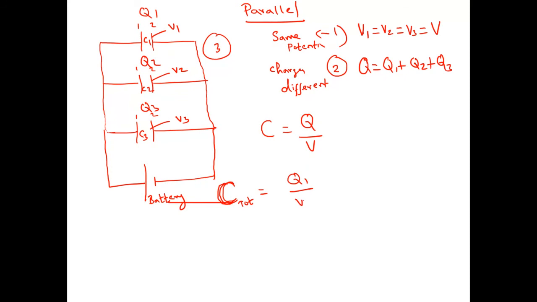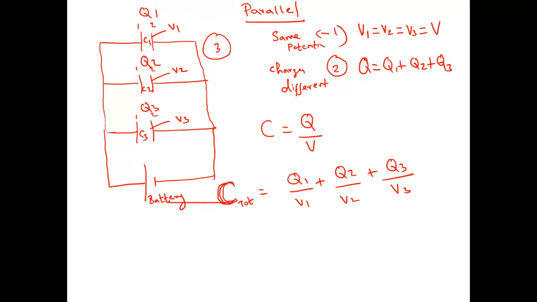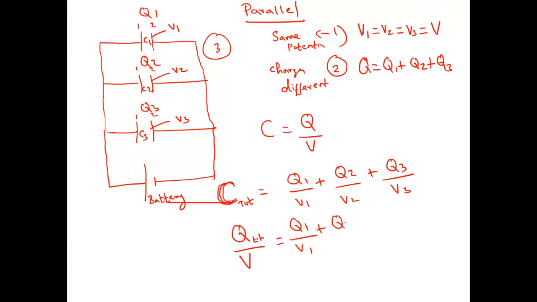Q1 over V1 plus Q2 over V2 plus Q3 over V3. Am I right? Yes, you are. Okay, now in this place, I can write the total charge divided by the potential, which is equal to Q1 over V1 plus Q2 over V2 plus Q3 over V3. Am I right or not?